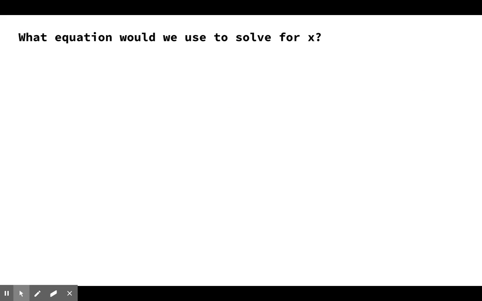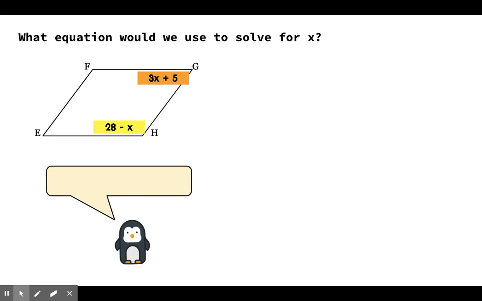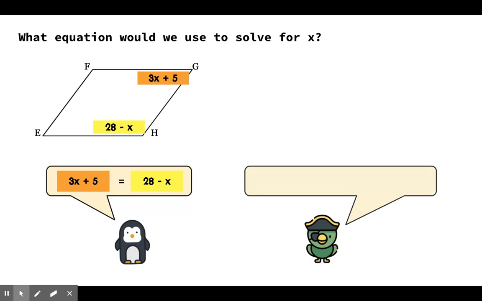Okay, so now let's think of what equation we would use to solve for x when given expressions. Okay, so for the past examples, we were given just numbers. Here, we're given variables with expressions. And so what we want to think about is the relationship. So we have our penguin friend here, who says that 3x plus 5 is equal to 28 minus x. So that is what our penguin friend guesses. And then on the other side, we have our pirate parrot friend saying that 3x plus 5 plus 28 minus x is equal to 180 degrees.